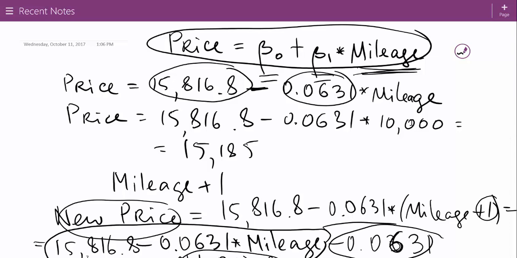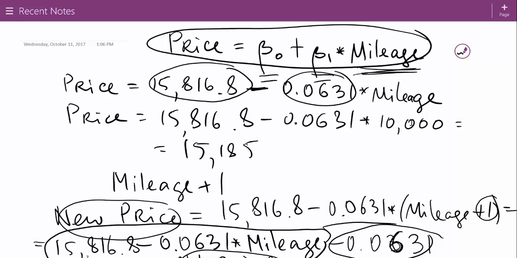Every time I put an extra mile on the car, everything else remaining the same, it's the same vehicle, same age, number of accidents, nothing changed except there is an extra mile on the car, the price of the vehicle goes down by 0.0631. In other words, every mile that I put on the car drops the value of the car by about 6.31 cents, euro cents, that is. Make sense? Because prices are in euros.